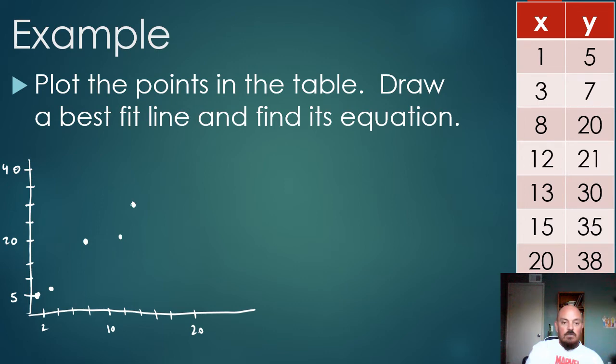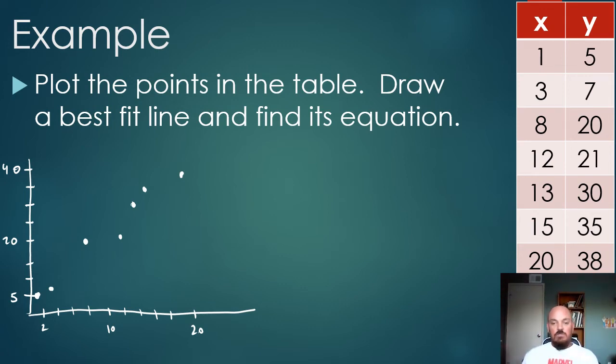15, let's see, 10, 15, 35 is going to be about here. And 20, 38 would be about here. Okay, might have looked a little bit better on graph paper, but that's okay. Now what I'm going to do is draw a best fit line.